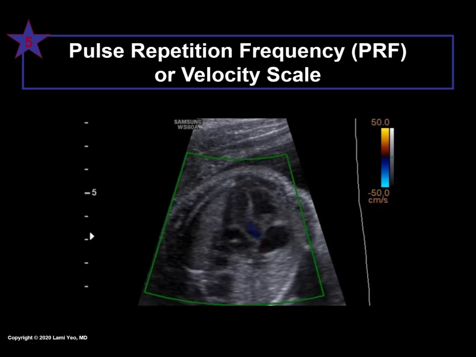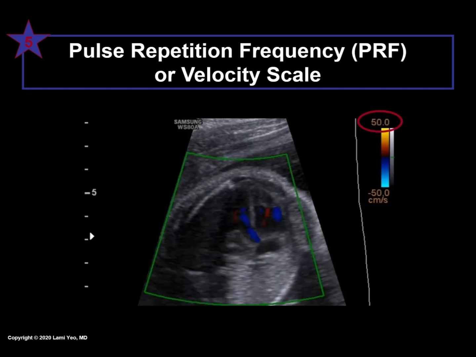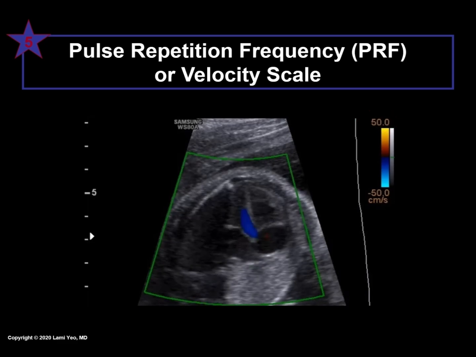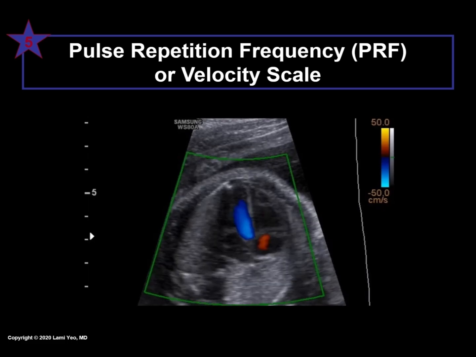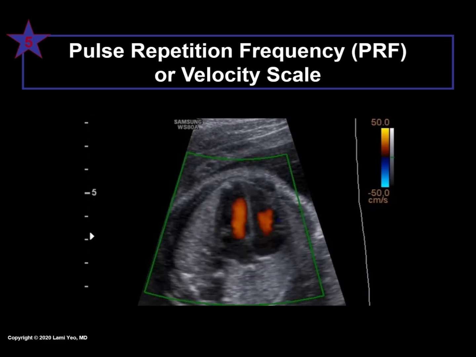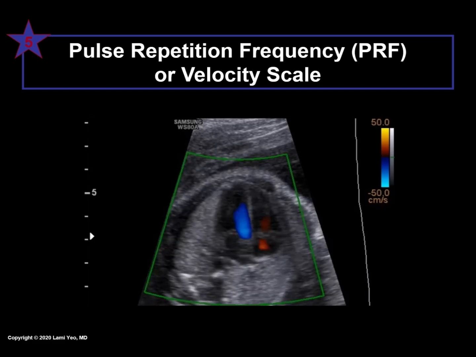For this fetus, the PRF has been set appropriately at 50 centimeters per second. Color flow is shown clearly through the mitral and tricuspid valves, as well as the left ventricular outflow tract. But notice that there is no color Doppler signal in the pulmonary veins. This is because low velocities may not be identified when the PRF is high.